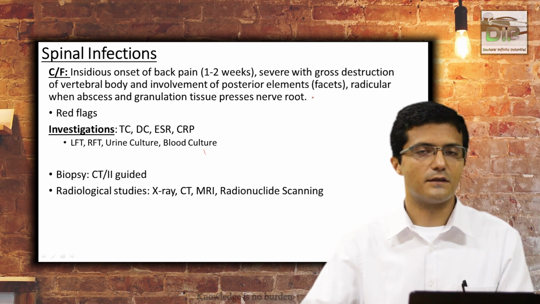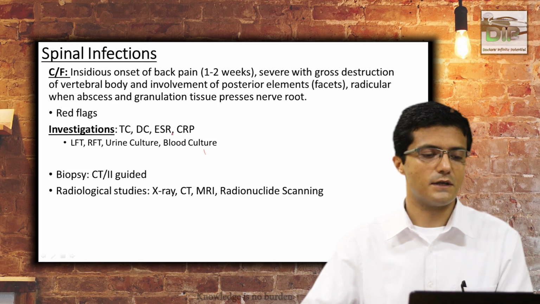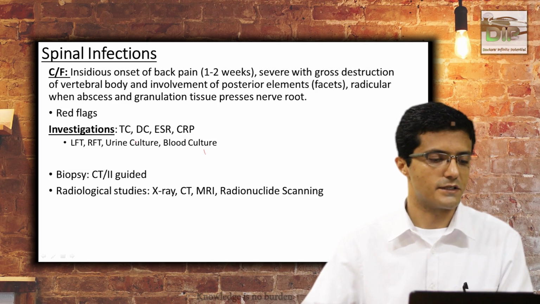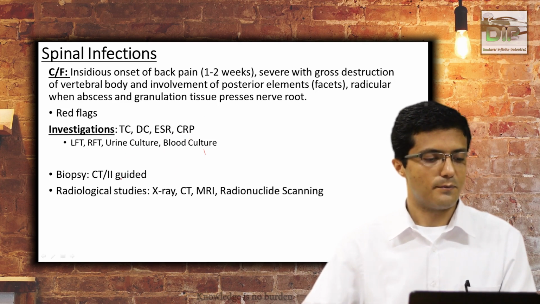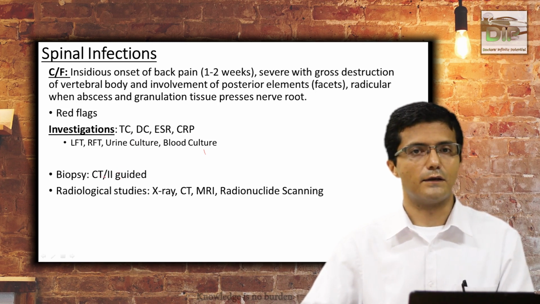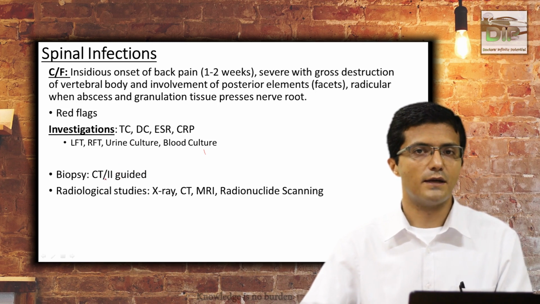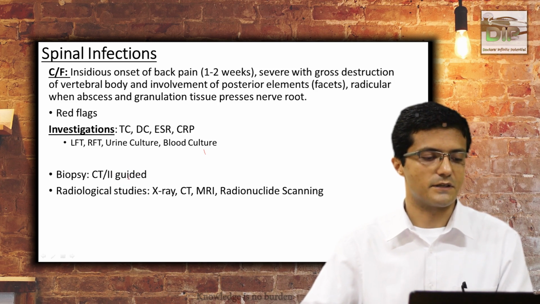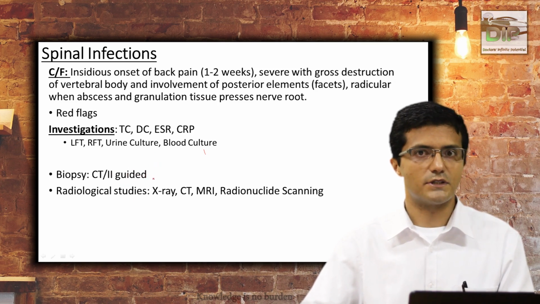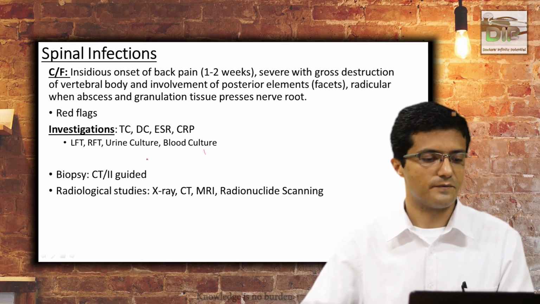The investigations that we have to do for ruling out these infections are the total count, differential count, ESR, CRP, and some other important blood tests, including blood culture and urine culture. The biopsy is very important in some cases. These days we have the facility of doing CT guided or image intensifier guided percutaneous biopsy. It gives us the sample so that we can culture it and identify the organism. At the same time, we can also rule out other causes like metastasis.